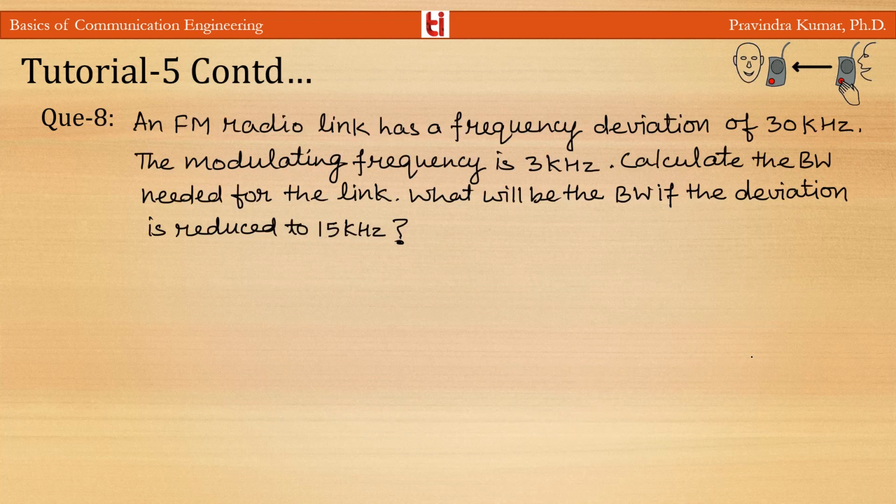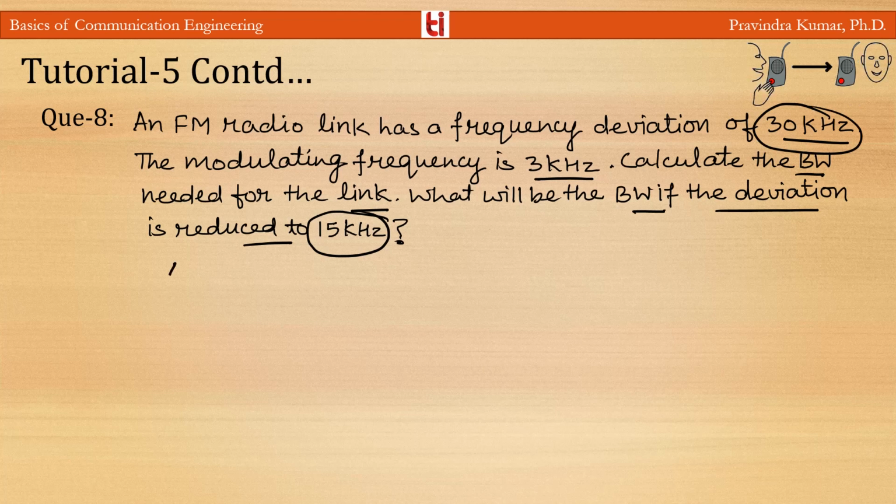Now next question. An FM radio link has a frequency deviation of 30 kHz and a modulating frequency of 3 kHz. Calculate the bandwidth needed for the link. What will be the bandwidth if the deviation is reduced to 15 kHz from 30 kHz? So I'm going to reduce the deviation 2 times. Here in the first case the deviation is 30 kilohertz and the modulating frequency is 3 kilohertz.